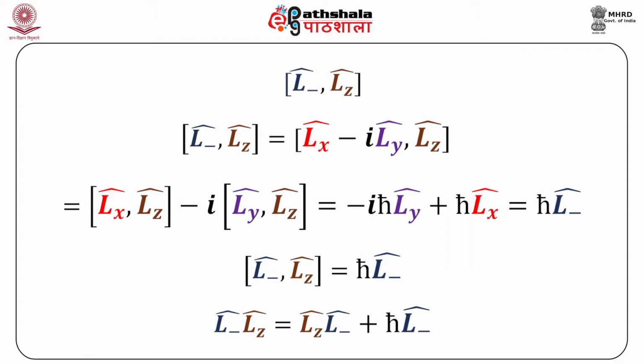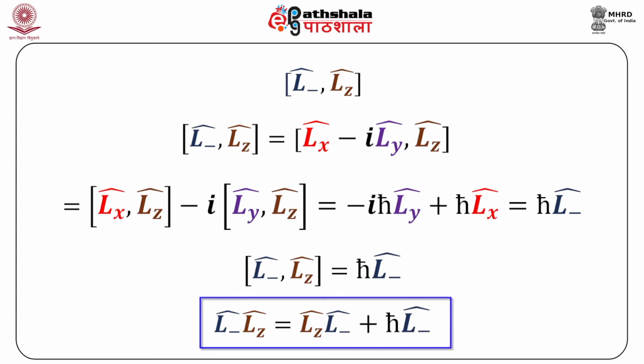Substituting the value of L minus operator, we get the expression [Lx minus iLy, Lz]. Now, this commutation relation on simplification gives minus iħ Ly plus ħ Lx, which is equal to ħ L minus. That means the commutator of L minus, Lz is ħ L minus. Again, simplifying the expression gives us the equation L minus Lz equals Lz L minus plus ħ L minus.